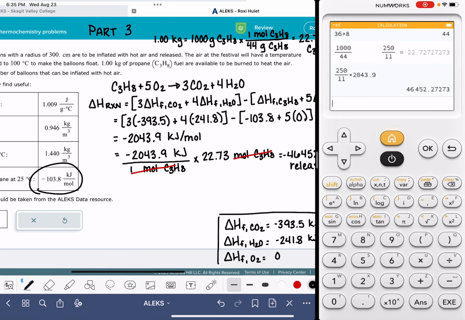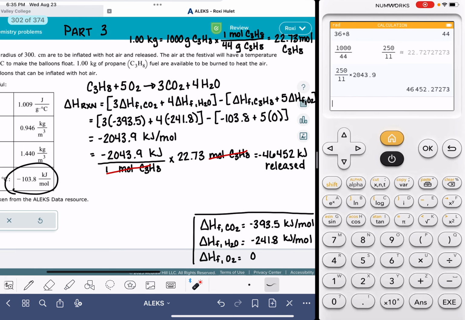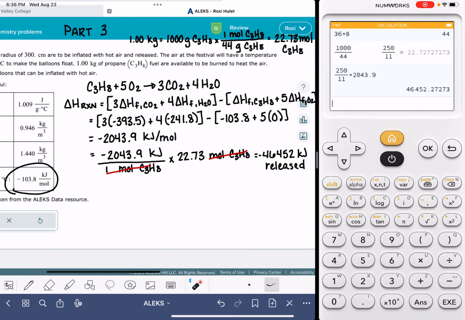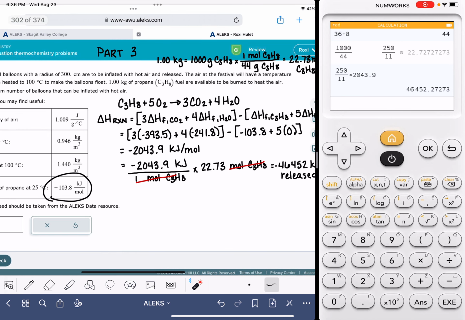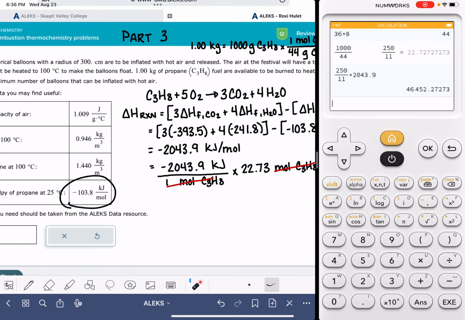So the problem is asking, we've done a lot of math here and we haven't even really started answering the problem. The problem is asking how many balloons can we blow up with this much heat? So the next thing that we need to figure out is how much heat does each balloon require in the inflation process? That's going to be based on the size of the balloon and also how hot the balloon needs to get. And that information is coming out of the ALEKS problem.